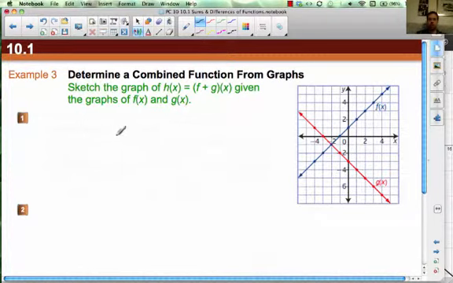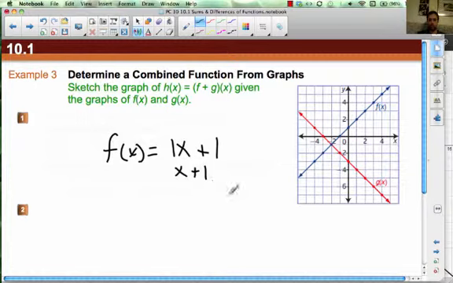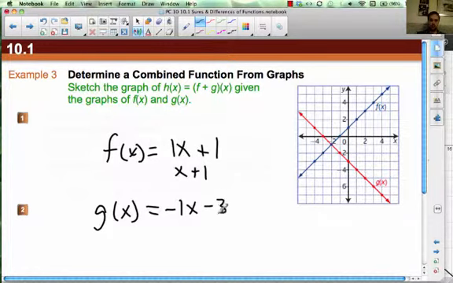Now this blue one, f of x, this has a slope. We go up 1 over 1, up 1 over 1. So it has a slope of 1, so 1x, and then a y-intercept of 1. So this is 1x plus 1, or just x plus 1 as we would traditionally write it. Now g of x, this one, obviously it has a negative slope because it's going down from left to right. And again, it's 1 and 1, 1 and 1, 1 and 1. So it has a slope of -1 and an intercept of -3.